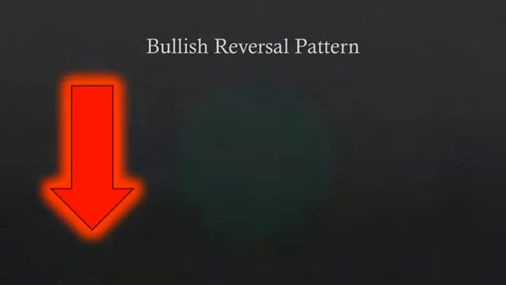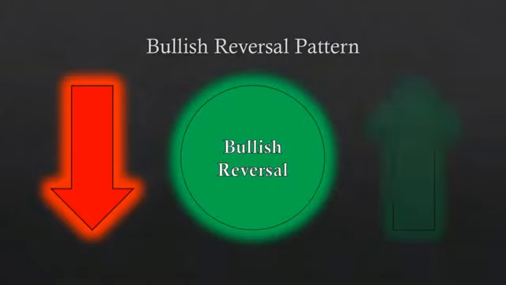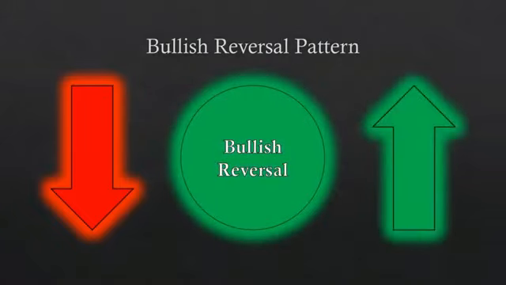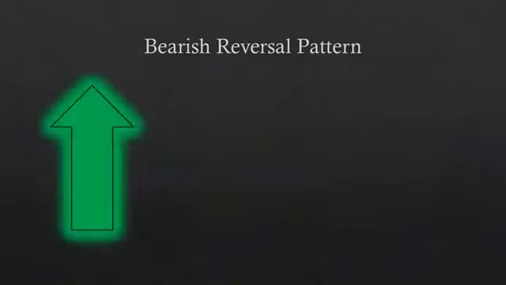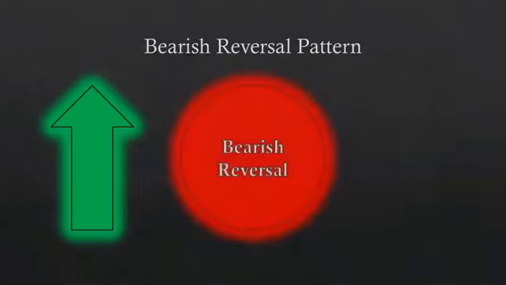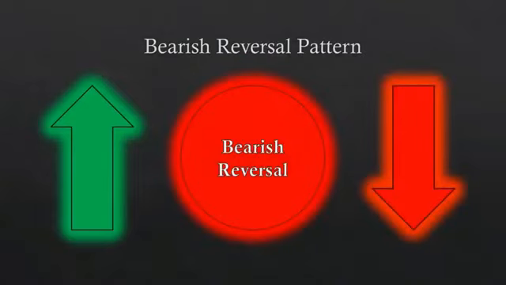In a bullish reversal pattern, the price will be going down, then a specific pattern will appear to signal a reversal to the upside. In other words, the bullish reversal pattern signals that the price will go up immediately after the pattern. Conversely, in a bearish reversal pattern, the price will be going up, and a specific pattern will appear to signal a reversal to the downside.